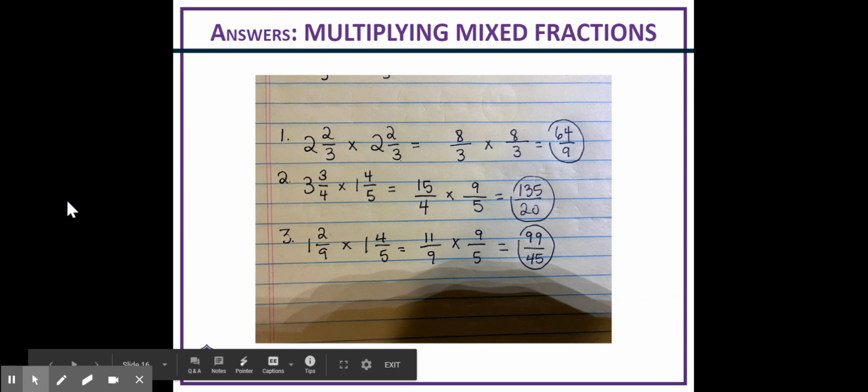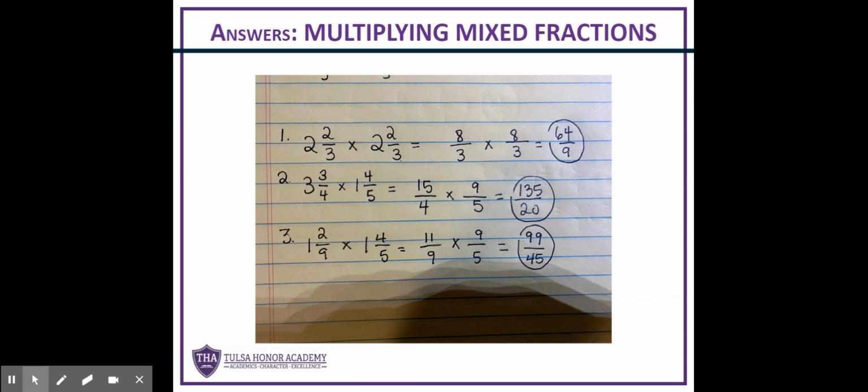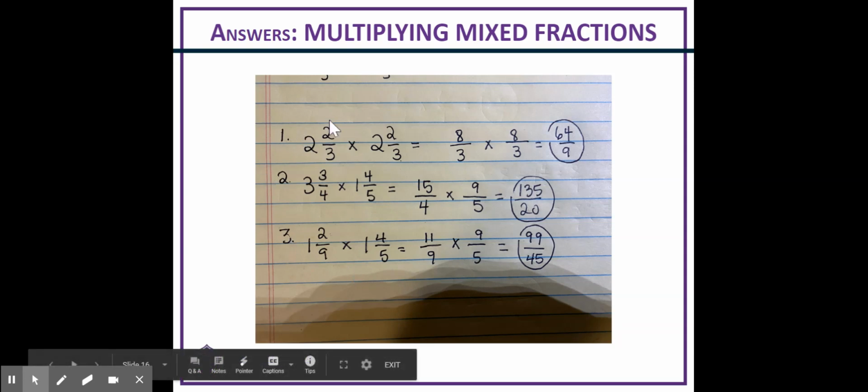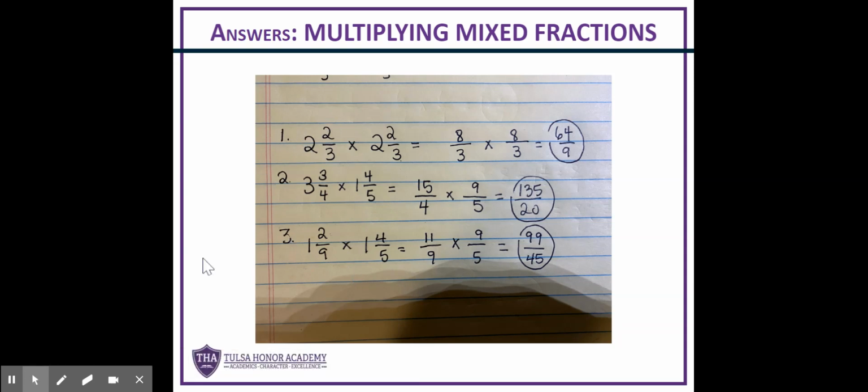All right, and so if you're on this part, you are on your answers for multiplying mixed fractions to see where you went wrong, if you went wrong. Number 1 is 64 over 9. Number 2 is 135 over 20. Number 3 is 99 over 45. And here I have all the process of what I would do if I showed all my work.